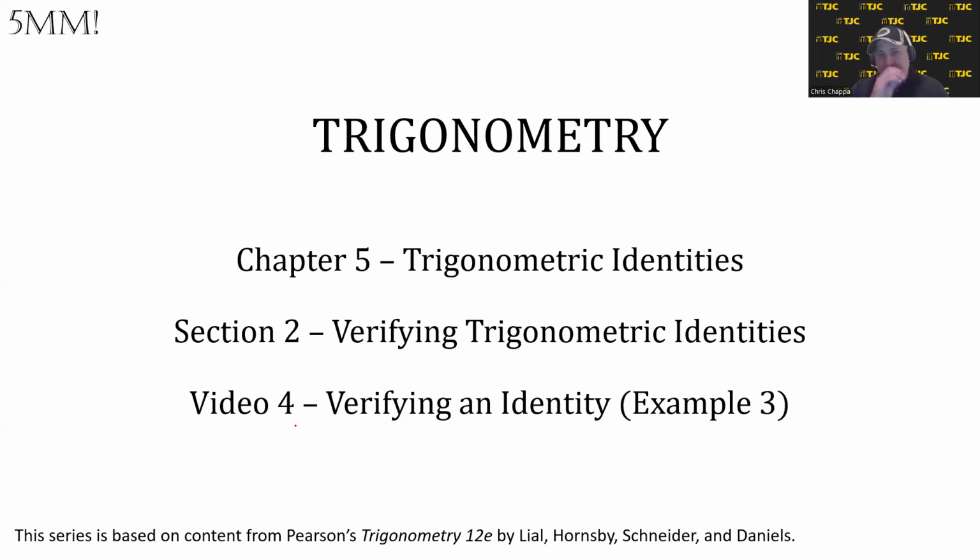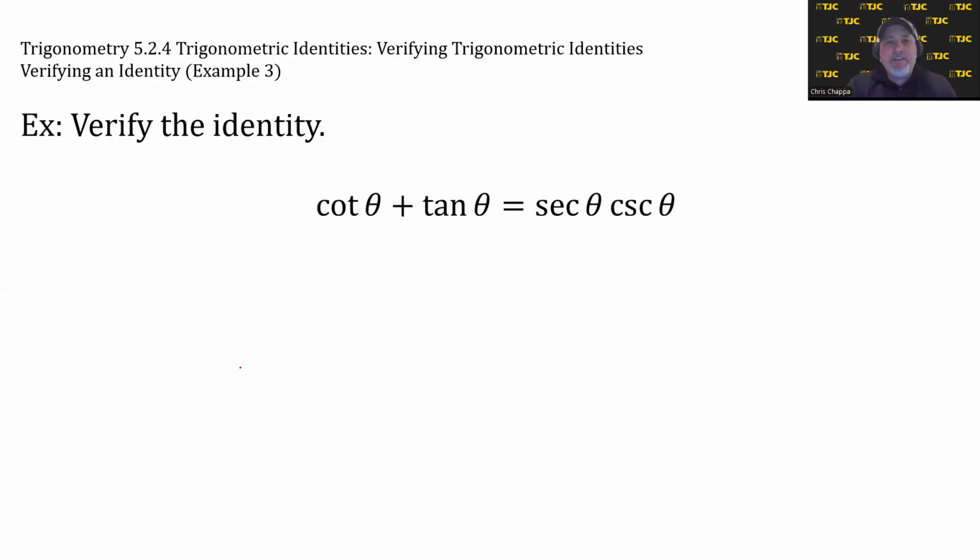As mentioned before, the rest of the videos in this series are just verifying identities, so they do not directly connect to the previous videos. So let's jump right into it. Verify the identity: cotangent theta plus tangent theta equals secant theta cosecant theta.